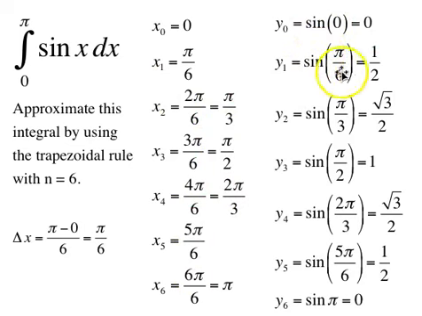Sine of 0 is 0. Sine of pi over 6 is 1/2. Sine of pi over 3 is root 3 over 2. Sine of pi over 2 is 1. Sine of 2 pi over 3 is root 3 over 2. Sine of 5 pi over 6, second quadrant, positive, same as sine of pi over 6, 1/2. Sine of pi is 0. So now I have all of this.